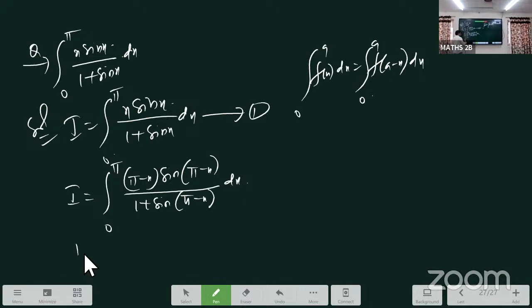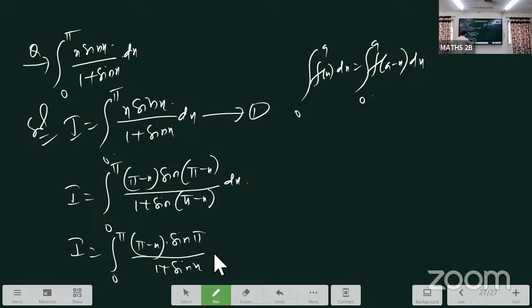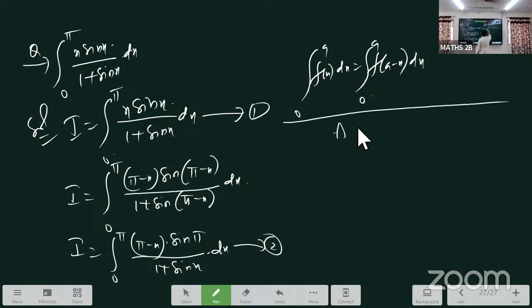A little bit of simplification of this. 0 to pi, this pi minus x will be as it is. Sine of 180 minus theta is sine theta, and sin x dx. This I will put as 2. Now add 1 and 2. Add 1 and 2 means what I will get? I plus I, 2I.